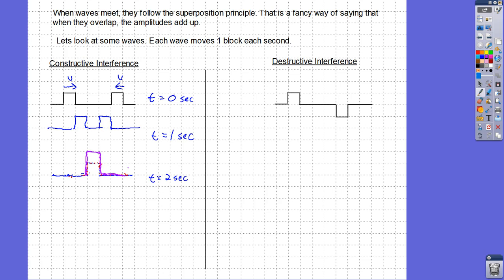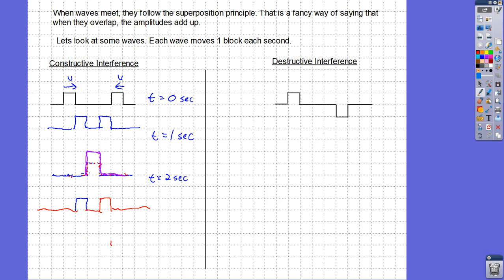Now afterwards, they are going to keep on moving. So the idea is that this does not make any permanent change in either wave. Just for an instant, they are like this. And then now, the one block wave will be there. The other one block wave will be there. And then they're going to keep on going as if nothing ever happened.